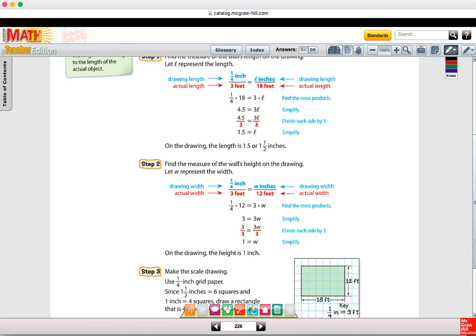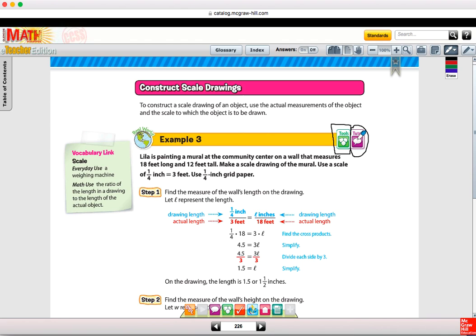Again, if you need another explanation, watch the video tutor. Make sure to look through the example on page 226, and hopefully that's enough to get you started on Lesson 5-8. If you need additional help, make sure to request a Google Hangout and we can go over some more examples.